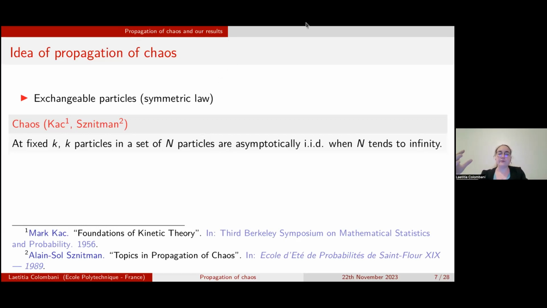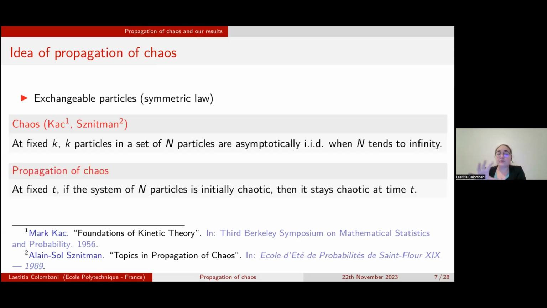And then the idea of chaos, described by Kac and Sznitman, is that if we focus on K particles in a set of N particles, and N tends to infinity, so the size of the network grows and grows, then the K particles are asymptotically IID. So they are asymptotically independent and with the same law. The idea is that even if they are interacting with each other, the rest of the network is so huge that the importance of the little interaction inside the K particles is too little to matter, and asymptotically they will become independent.